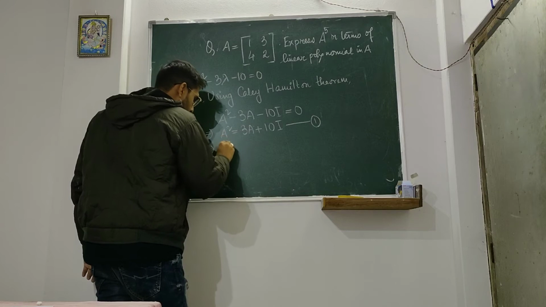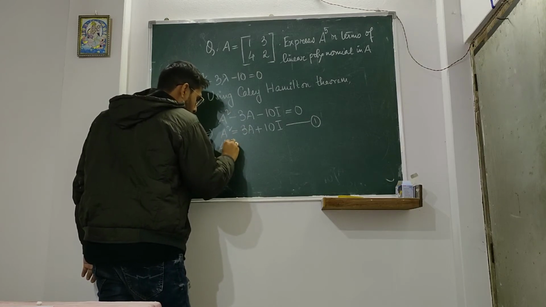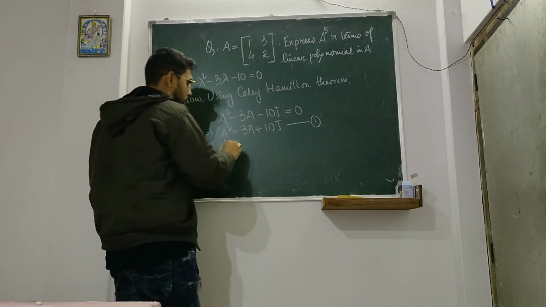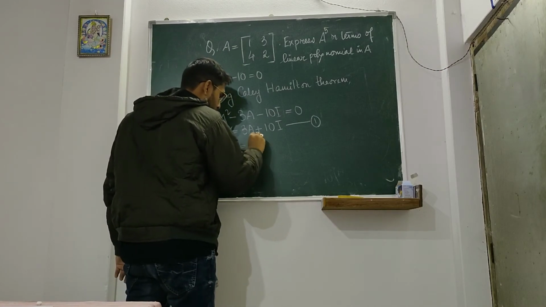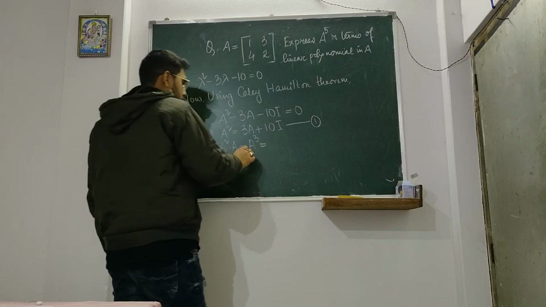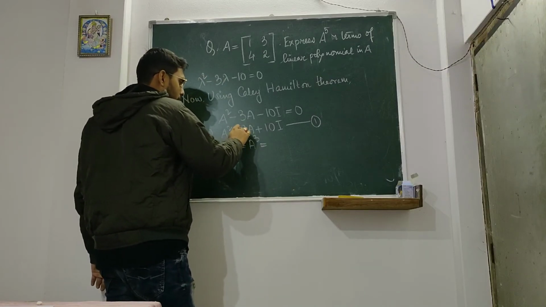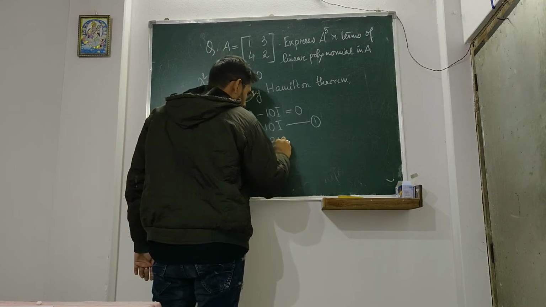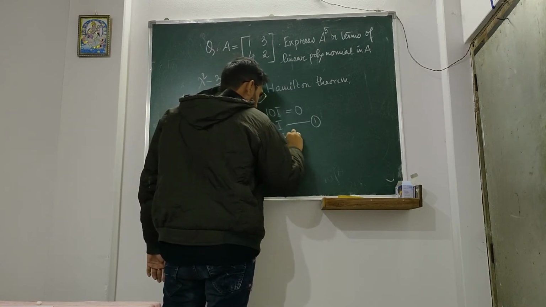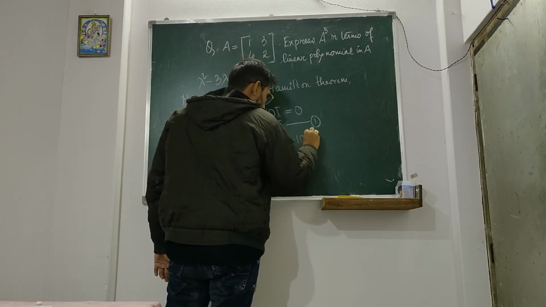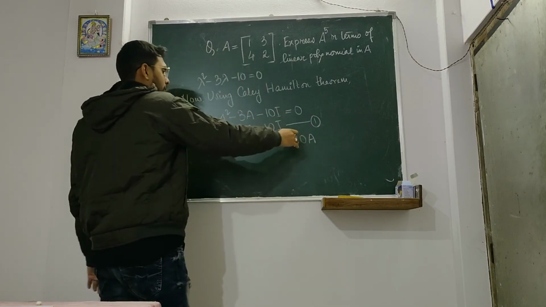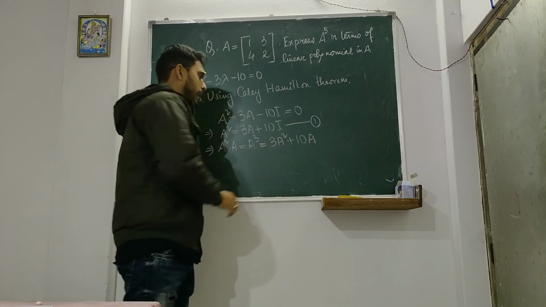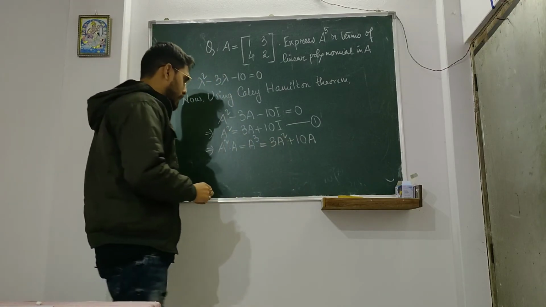So now if I multiply a square with another a, a into a, what does it become? It becomes a cube. And similarly, we will also multiply a with this particular thing, so it becomes 3a square plus 10a, because a into I is nothing but a. So 3a square plus 10a.